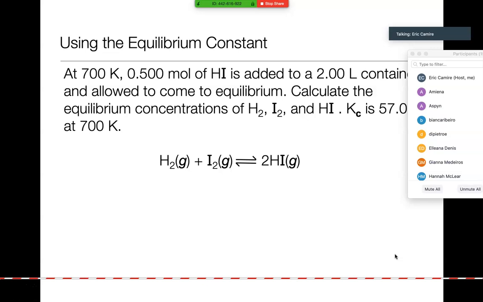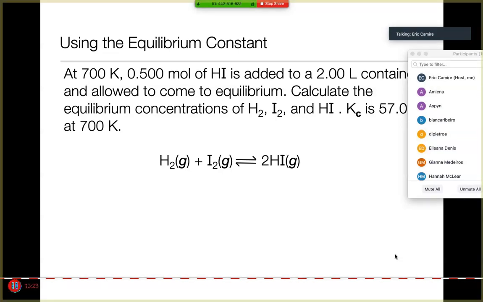So we have this problem. Let's read through it, and then I'm going to switch to Microsoft Word and do everything out by hand. I would recommend writing this problem down really quick too, so you can refer back to it. It says at a certain temperature, 700 K, a half a mole of HI is added to a 2-liter container and allowed to come to equilibrium. I don't know why that I is bolded, don't worry. It's asking us to calculate the equilibrium concentrations of H2, I2, and HI, and it also gives us the equilibrium constant. There must be a small rounding error.